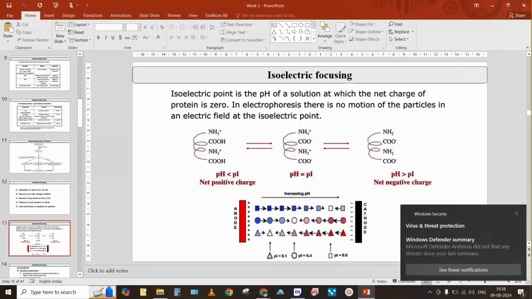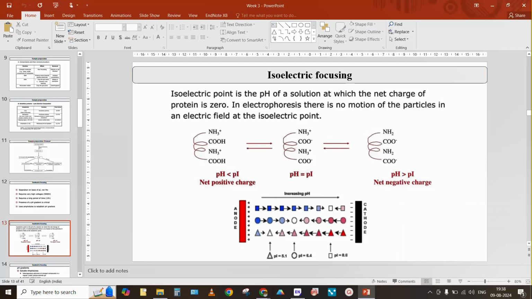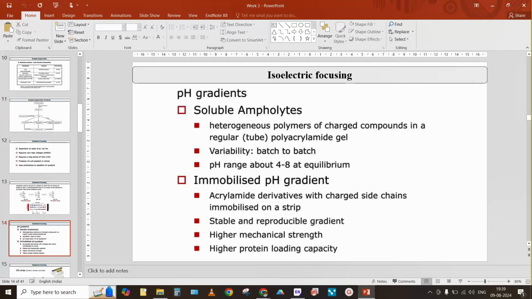So this is a diagram you can see. Here the isoelectric point is the pH of a solution at which the net charge of a protein is zero. Then in electrophoresis, there is no motion of the particles in an electric field at this isoelectric point. Okay. So this I have already told you. It has some soluble ampholytes, with a pH range from 4 to 8.